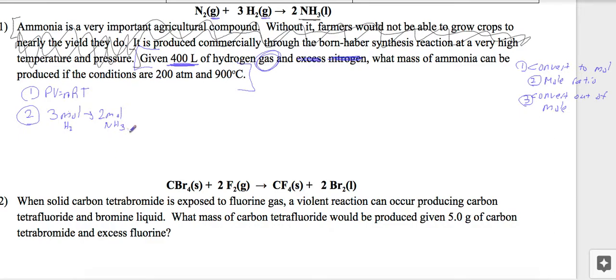So I'll set up our mole ratio like this. We start with hydrogen gas, so that 3 moles of hydrogen gas is going to go on the bottom. We're looking for the moles of ammonia, so that goes on top. Then step 3, convert out of moles. We're looking for a mass, so we simply take the moles of the ammonia and convert it into mass of ammonia. We use the periodic table to get this.